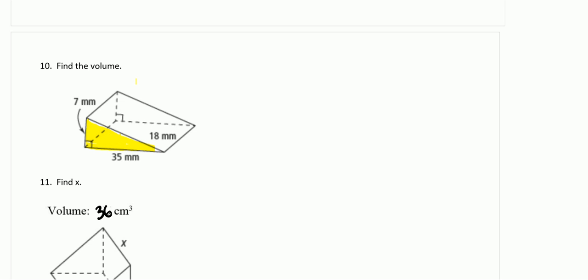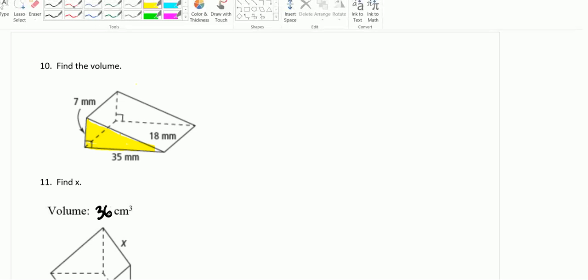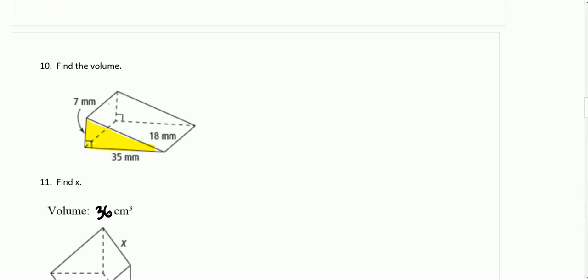Because if you slice this object, say I slice it right here down the middle, you're going to get the same shape no matter where that is, so it stays consistent all the way through. And so if all the areas of each of those cross sections remain the same, you've located the base of that prism.